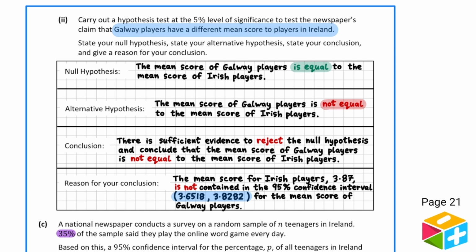Well, in part A, we were told that the mean score for Irish players is 3.87. This value does not lie inside the confidence interval, and this can be viewed as evidence that the null hypothesis is not true. So the conclusion here is that there is sufficient evidence to reject the null hypothesis and conclude that the mean score of Galway players is not equal to the mean score of Irish players.